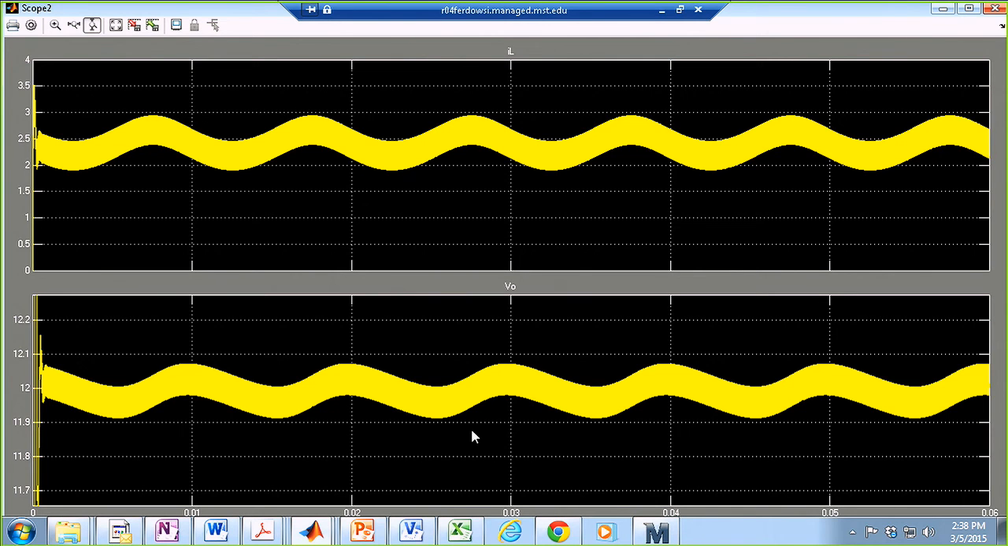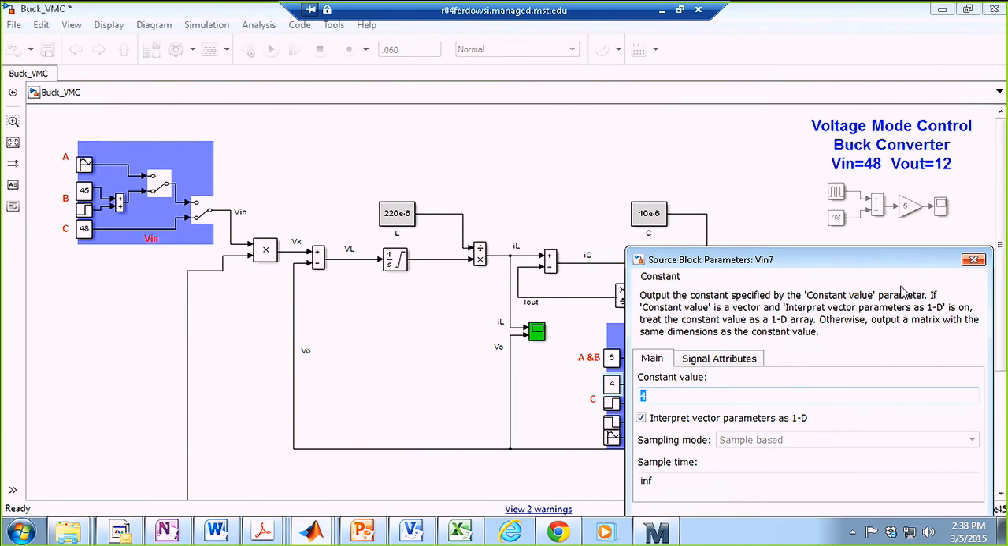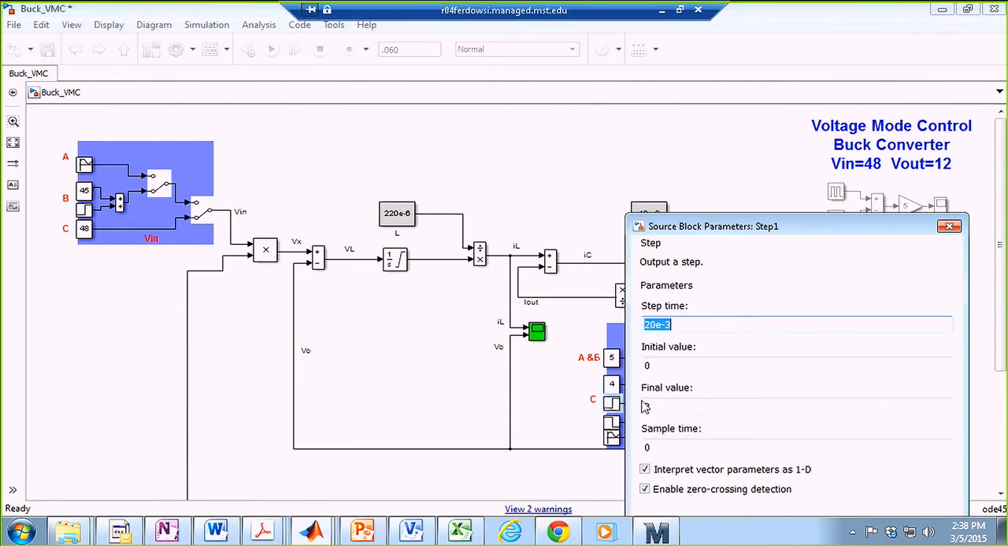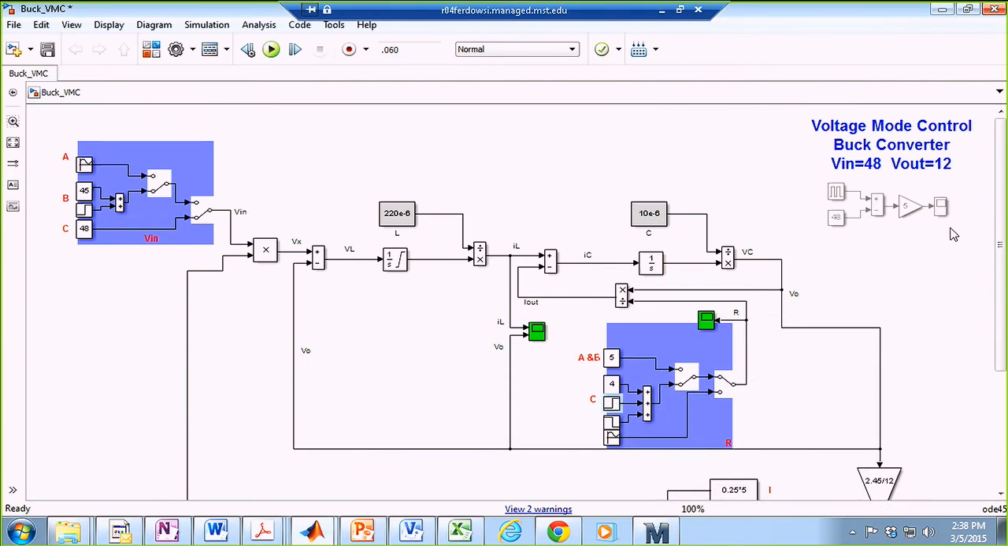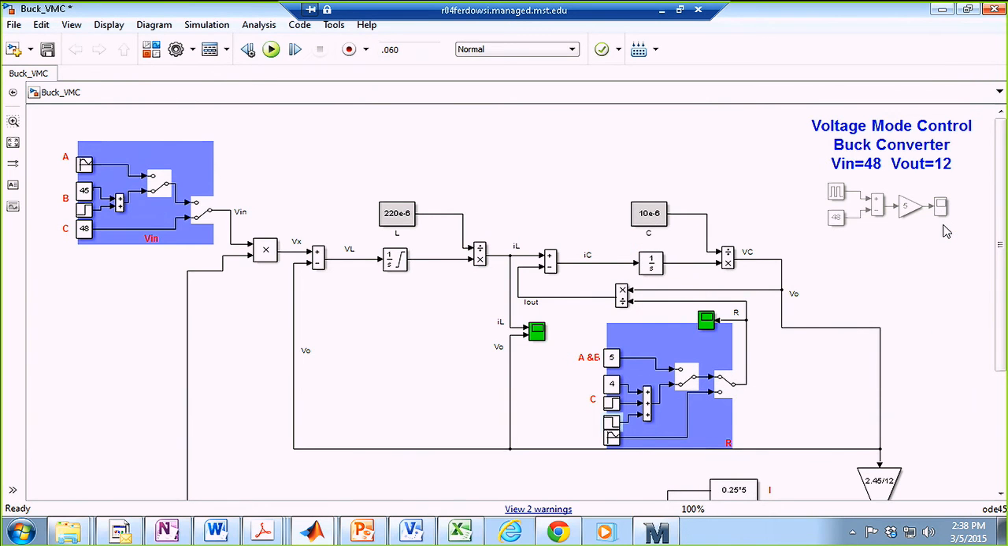Okay, so something that you haven't seen before. The last case that we are going to look at is, instead of having perturbance on the load, let's see if our load jumps from 4 ohms to 4 plus 2, so from 4 to 6 and then jumps back to 4 ohms. All right, now let's take a look.